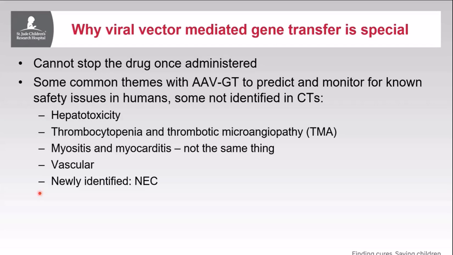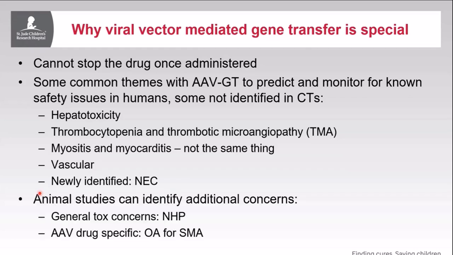And then there are some common themes, and you've already heard about this. I'm not going to go into it again: the hepatotoxicity, thrombocytopenia, and TMA. The myositis that's not always myositis or myocarditis, they're not the same thing, as Dr. Butterfield mentioned. There are also some vascular factors here, and as we're learning through these registries, sometimes there are newly identified adverse events, like necrotizing enterocolitis reported in 2 babies treated with onasemnogene. So we're not sure yet that we have the full picture, and we can't let our guard down, is the bottom line.